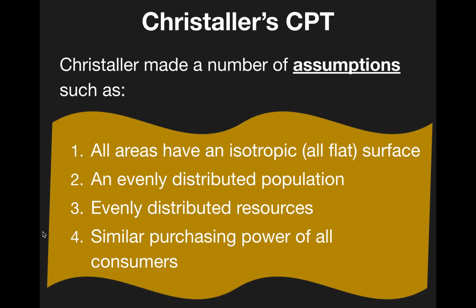Christaller had some assumptions. He thought all land was isotropic, meaning flat. He also thought population was evenly distributed, and also resources were evenly distributed. And also purchasing power was the same for all consumers.